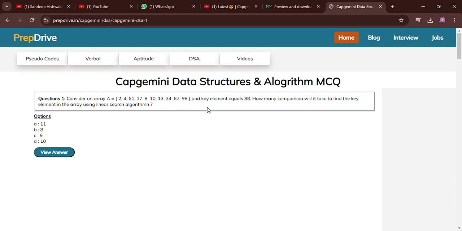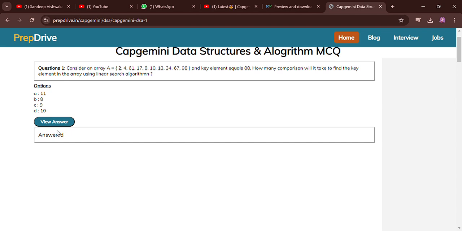In the question we have to search for 88, so we go through the first element, it's not equal, then the second element, it's not either, so we can say that in the array there is no 88. How many comparisons will it take? It is the size of the array, the number of elements. Here the number of elements is 10, so it will take 10 comparisons. So the answer is D, that is 10.